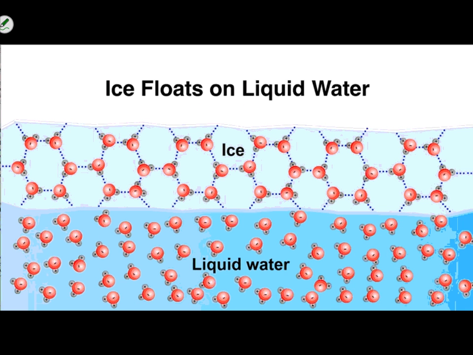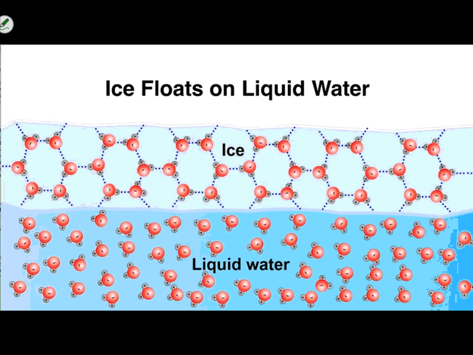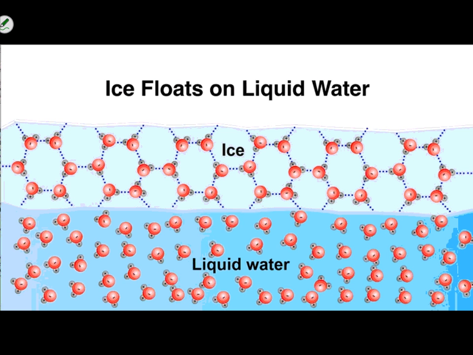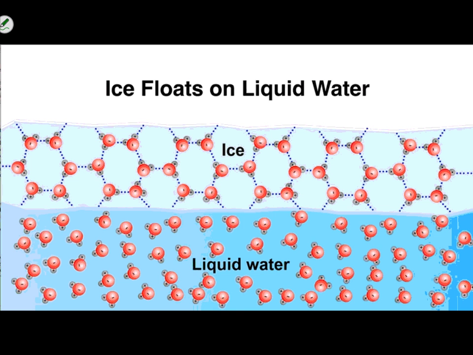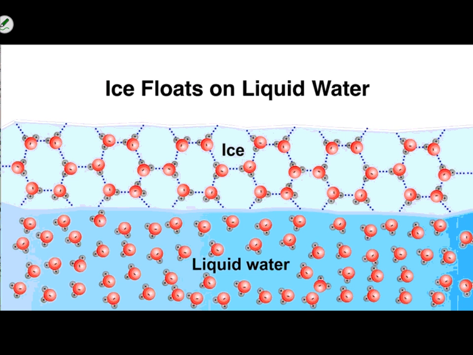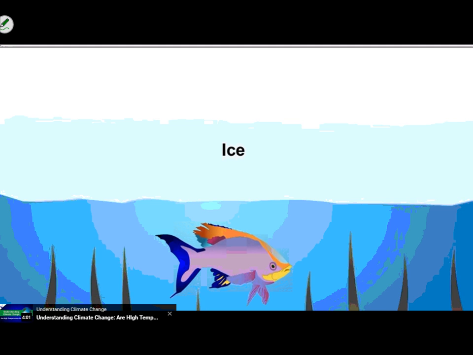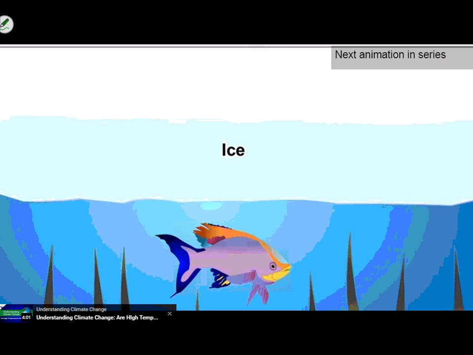If ice were more dense than water, it would sink, and ponds and lakes would freeze solid, making life there impossible. Instead, bodies of water always freeze from the top down. The ice on the surface acts as an insulator to protect the water below from freezing. This protects aquatic organisms so that they can survive the winter.